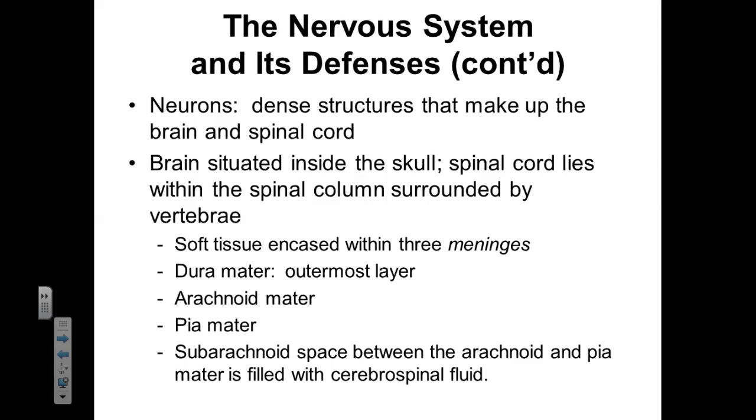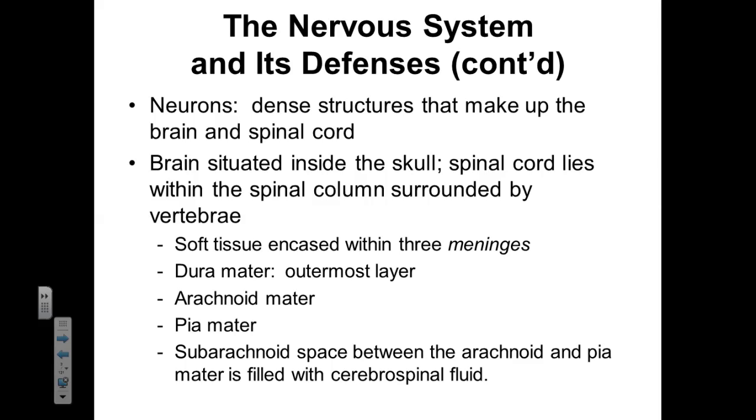If we look at our brain, it's situated inside of a helmet, so to speak. This helmet is the skull, and our spinal cord is also going to be embedded in bone. It's going to be embedded within the vertebral column. The bones that surround our spinal cord that make up the vertebral column are known as vertebrae. The soft tissue within these bony structures is going to be encased with three protective membranes known as meninges. We have the dura mater, the arachnoid mater, and the pia mater from outside to inside. Our dura mater is the tough outermost layer.